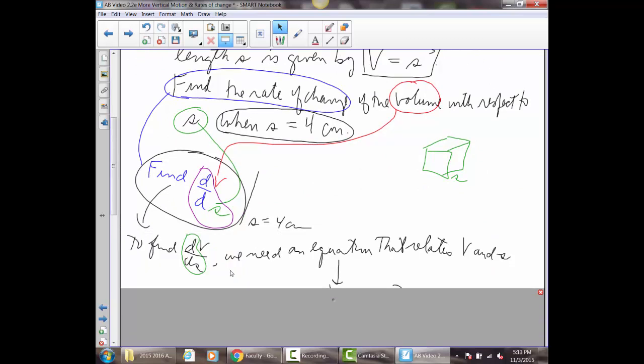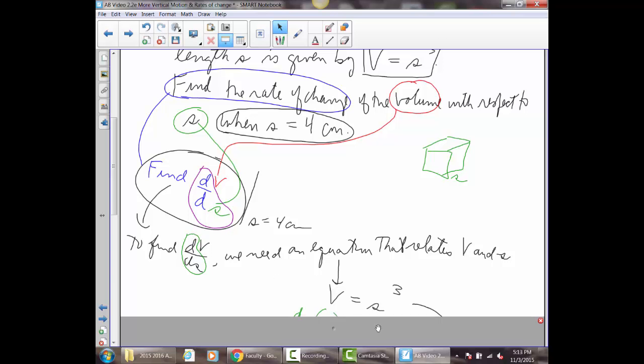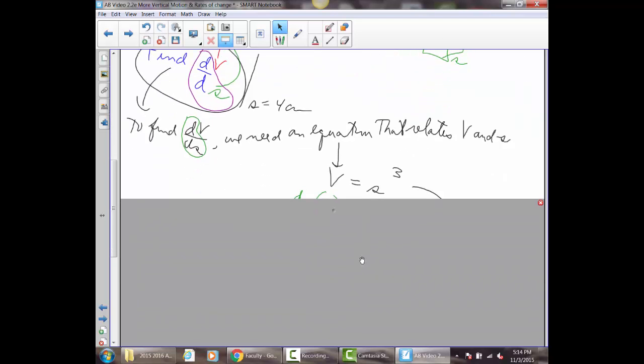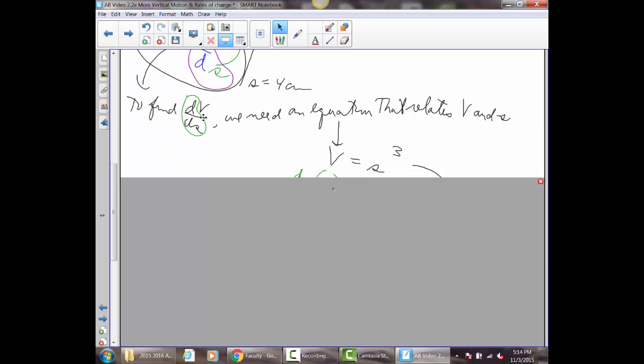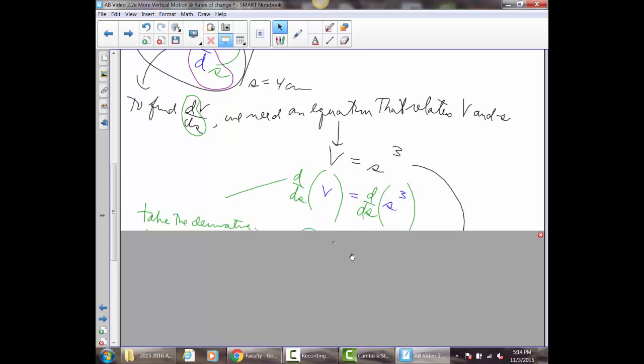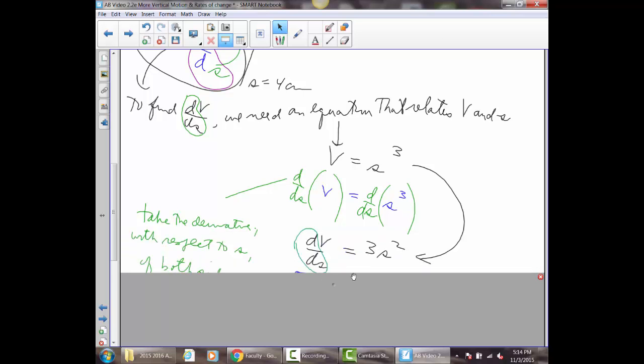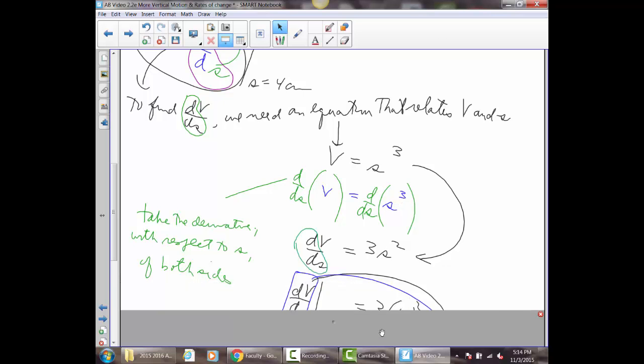Okay? To find dV/ds, before we can find the derivative with respect to s of the volume, we need the equation that relates the volume and the edge length, which of course they gave us, is V equals s cubed. Now, notice how this is d/ds of V. I'm taking the derivative with respect to s of V. What I'm going to do is do that to both sides. On the left, I have d/ds of V, which is dV/ds. On the right, I have d/ds of s cubed, which is the derivative with respect to s, which is this variable, of s cubed, which will be 3s squared.